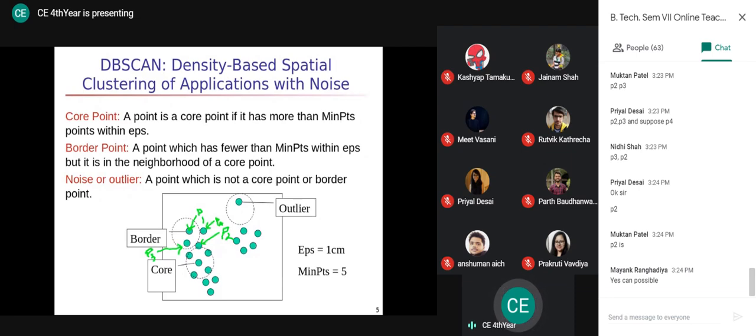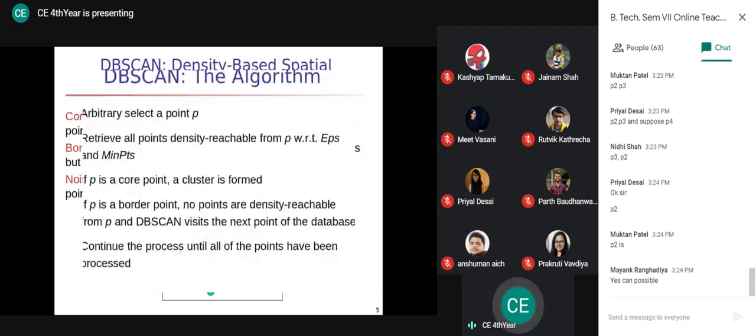Right. So the beauty of this algorithm is it will identify the clusters as well as the noise points. And that's why if you observe the full form, we have clustering of applications with noise. Even if you have noise, you can still find the clusters, and you can also label the noise. These all are the noise points.